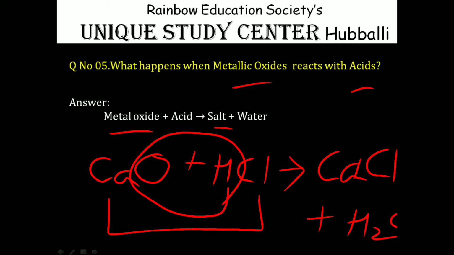Can you see here? The calcium is 1, here also 1, chlorine is 2. Therefore, I will write 2HCl. And the number of hydrogens is 2, here also 2. Therefore, it is a balanced chemical reaction.